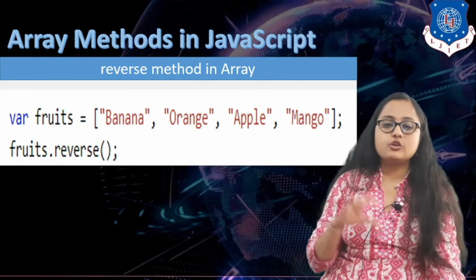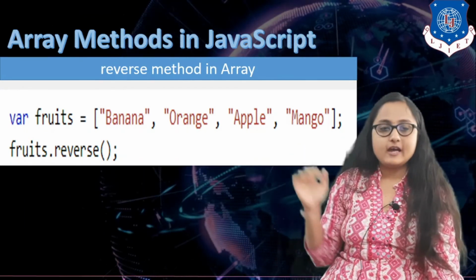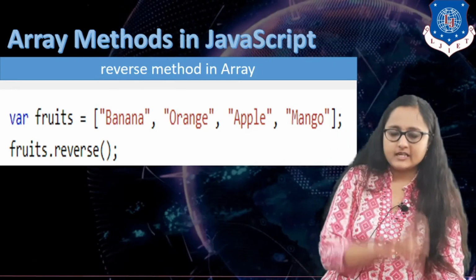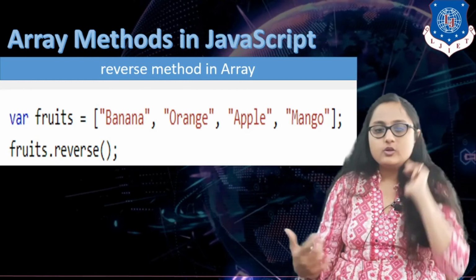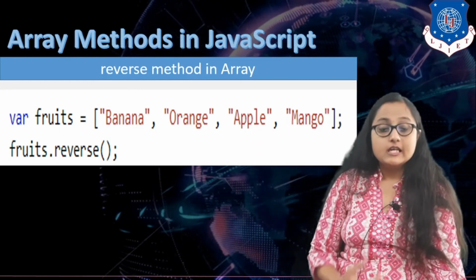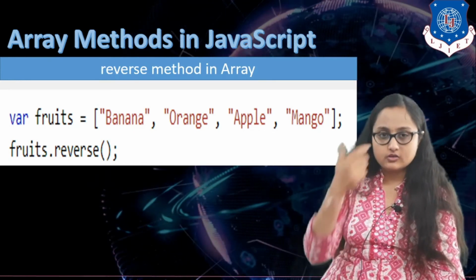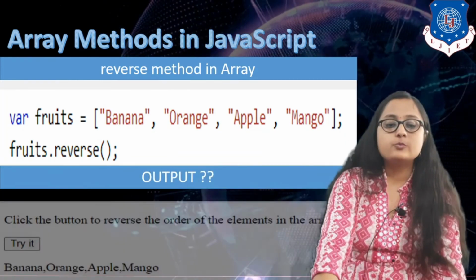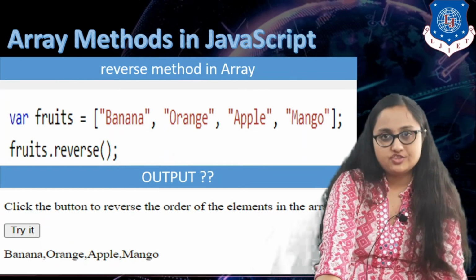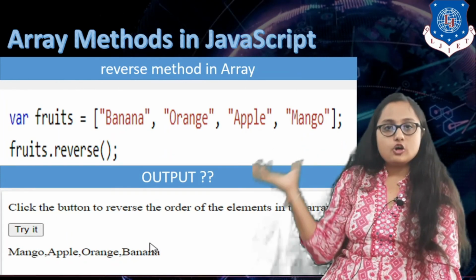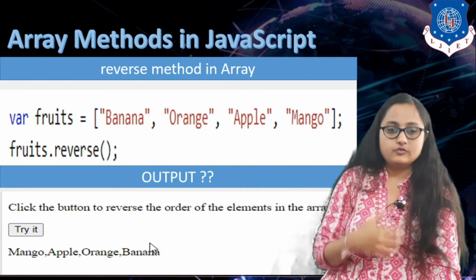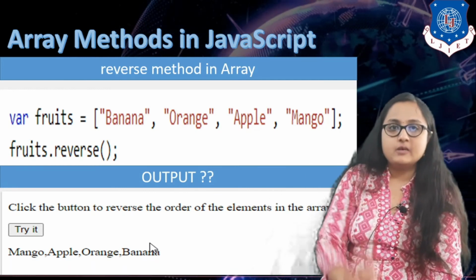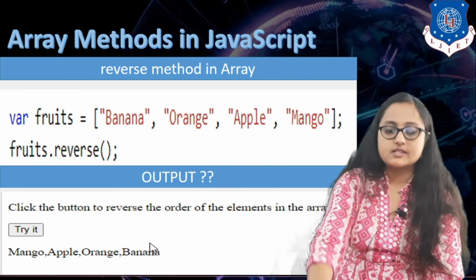Now many times you want to reverse the whole array. For example, if you have this array fruits: banana, orange, apple and mango, the index starts from 0 and banana is assigned the 0th index, mango is assigned index number 3. If you call this method reverse on this particular array, that is fruits dot reverse, what will be the output? If you click on this Try it button, your whole array will be reversed. So you will have a new array in which you have mango at the 0th position and banana at the 3rd position. That is, you are reversing the values.